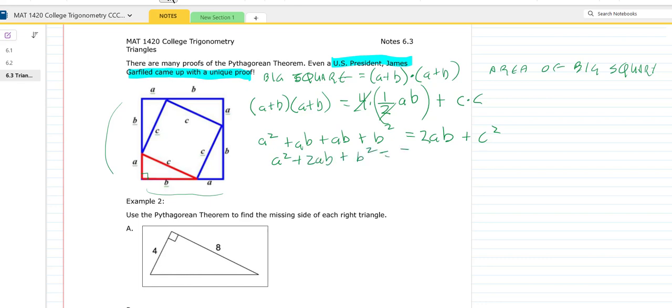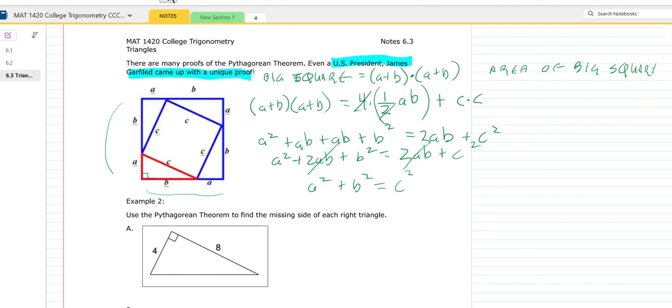And then on this side, you just end up with 2ab plus c squared. So these things cancel out. You could subtract 2ab from both sides, and look at this. You end up with the Pythagorean theorem. So that's one of many proofs that have been discovered over the years of the Pythagorean theorem.